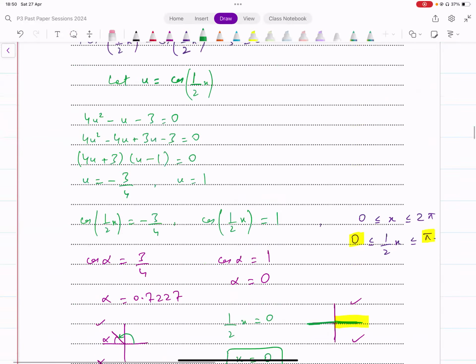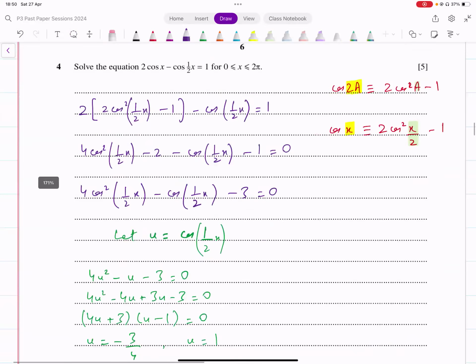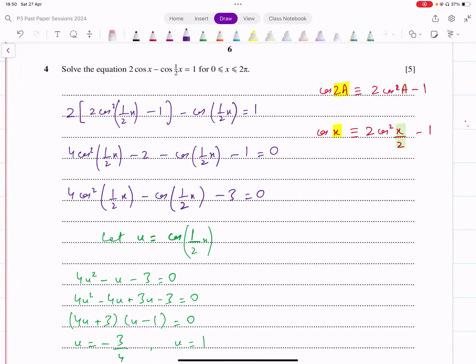So the tricky bit here was how to use the double angle identity to convert cos x to cos of half x. You think of it like this: x is basically twice of half x, right? 2 times half x. So for that, we use this double angle identity, since cos of 2a can be written as 2 cos square a minus 1. If we have x on the left side, on the right side it will become x over 2 or half x. And that is what you can use to convert cos x to cos of half x.